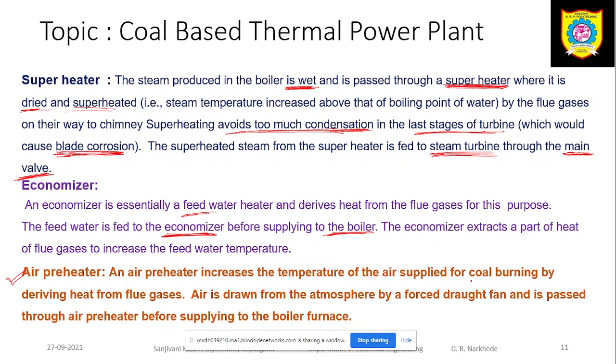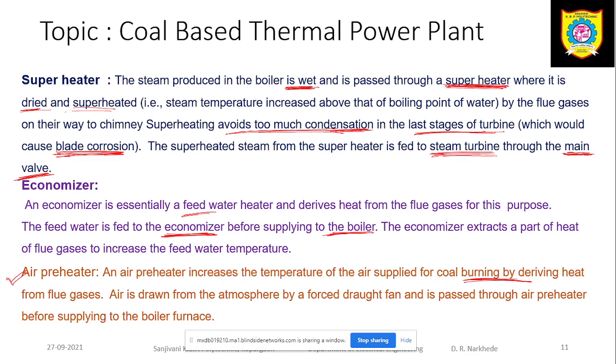If I want to burn the coal, I require oxygen, that is, air. If my air consists of moisture, then the burning is not proper. So for that purpose, we need to remove the moisture from the air, and that can be done inside the air preheater. Air is drawn from the atmosphere by the forced draft fan and is passed through the air preheater before supplying to the boiler furnace.